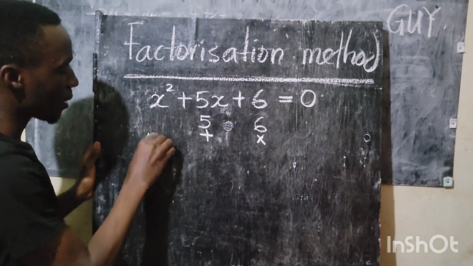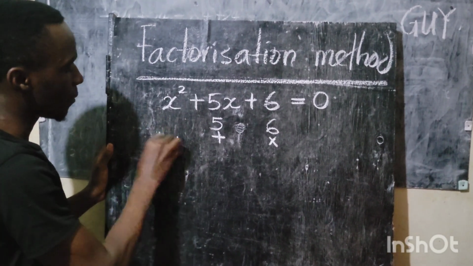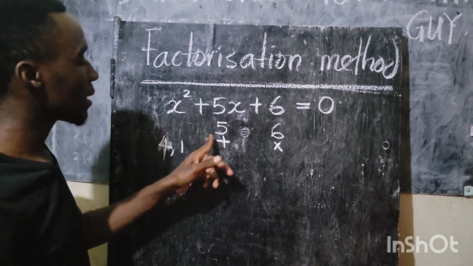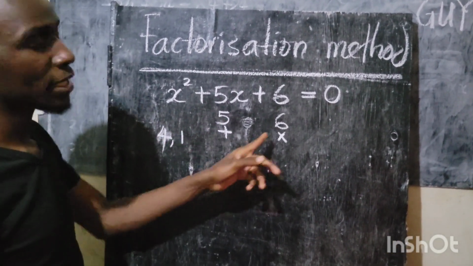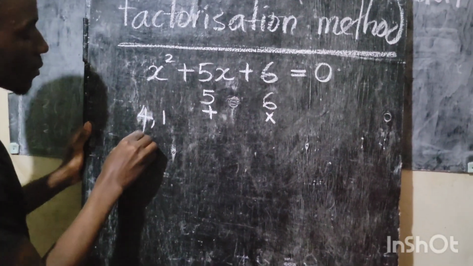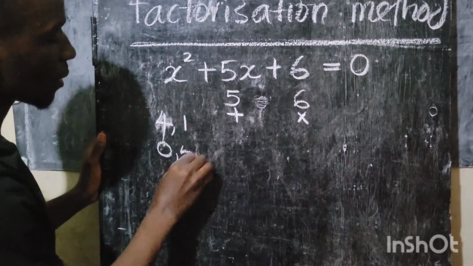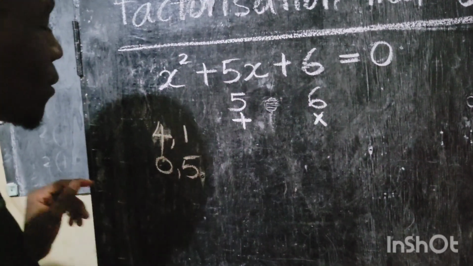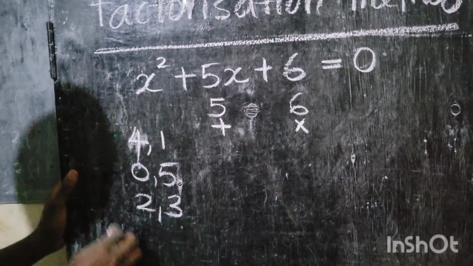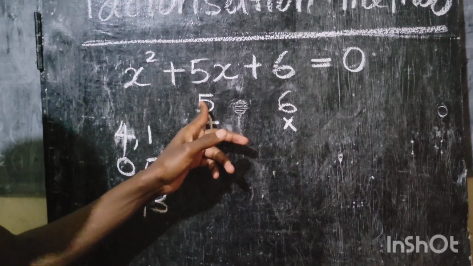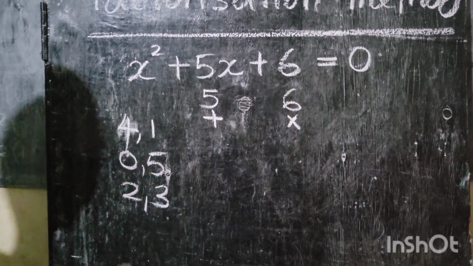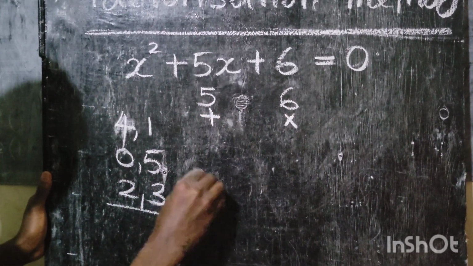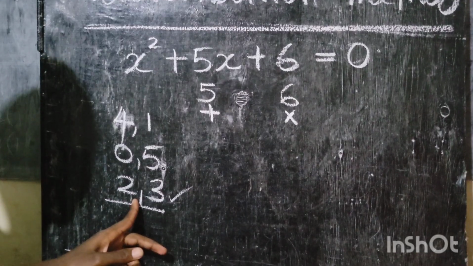Suppose we say a 4 and a 1. When I add them, I get a 5, but when I multiply them, I can't get a 6. So you can think of other numbers, maybe a 0 and a 5. Adding them, I get a 5. Multiplying them, I can't get a 6. So a 2 and a 3. Adding them gives a 5. Multiplying them gives a 6.